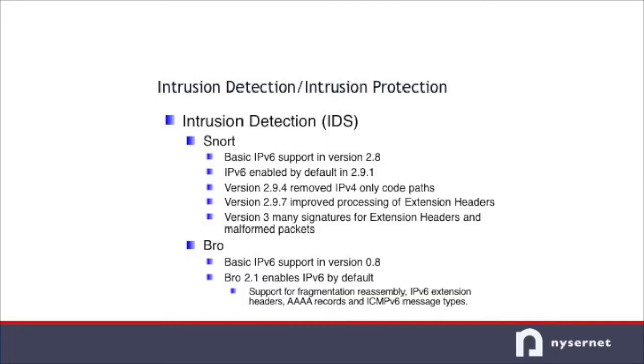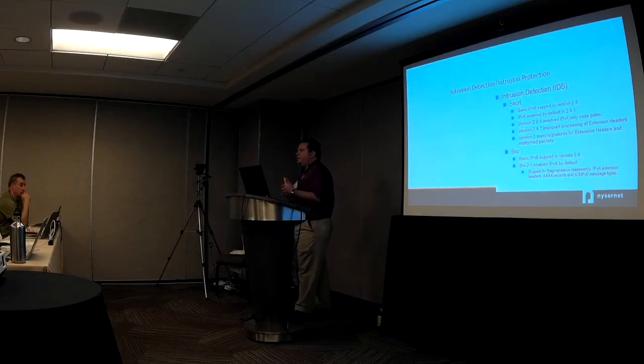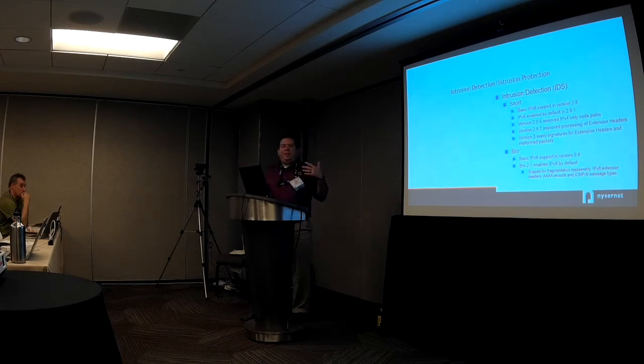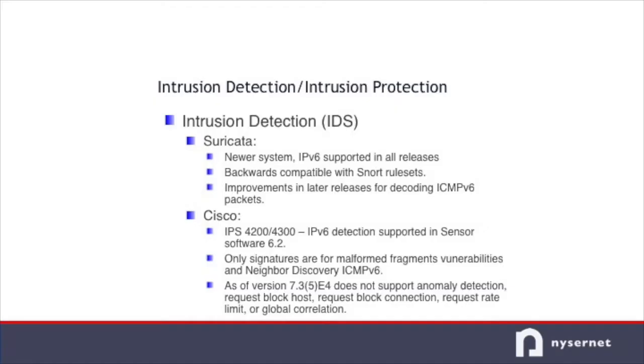Bro, same thing. Basic support was added in very early, and the last version that I looked at, I think this is still the version that is most current, allows you to do extension headers, ICMPv6 message types, quad A records. Again, getting towards feature parity, getting to the point where you can monitor a production-grade network with those systems. Suricata is something that I saw kind of being adopted, but I don't know how widespread it is. Again, feature parity is getting more and more there.